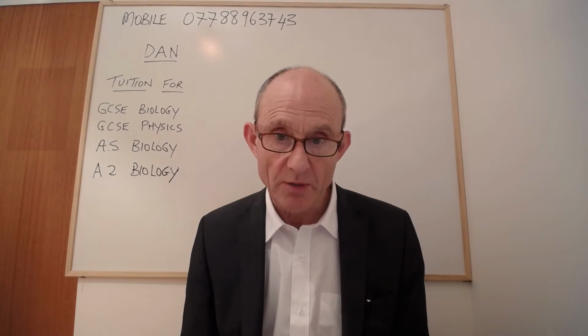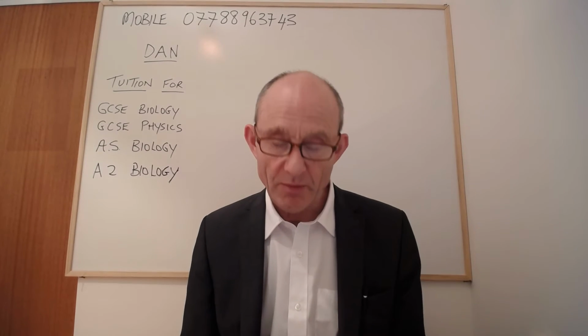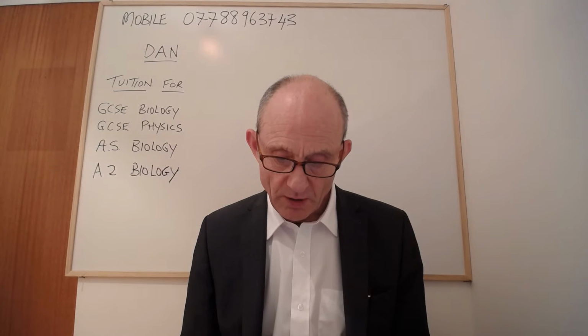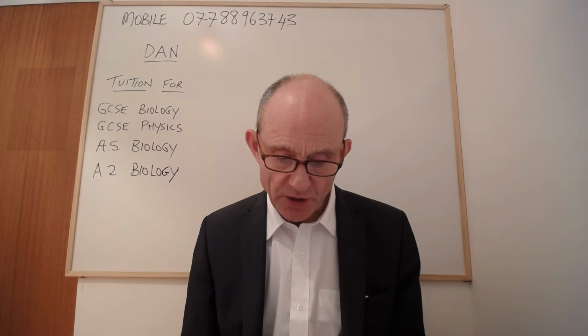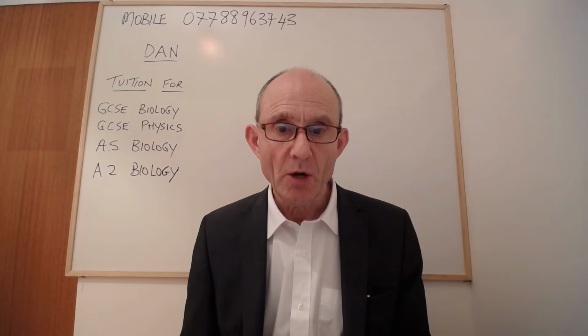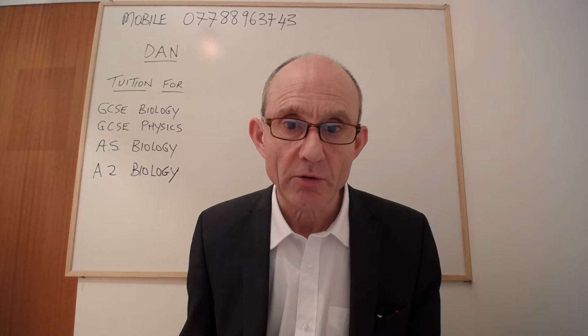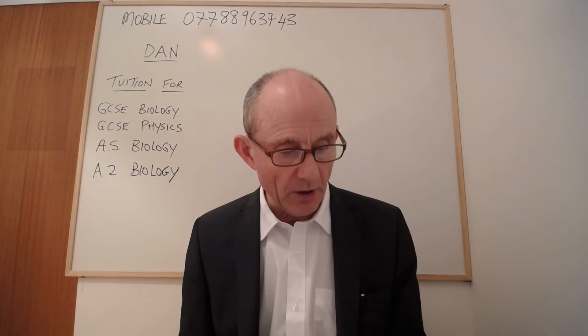So same wavelength, same brightness, same light intensity. The investigation could be extended to look at the photosynthetic action spectrum. Well, that relates to how the rate of photosynthesis depends on the colour of the light being used. So you could use a range of different colours.